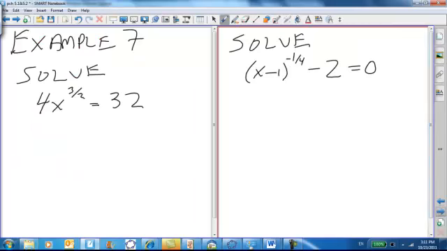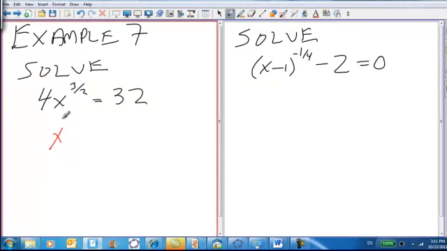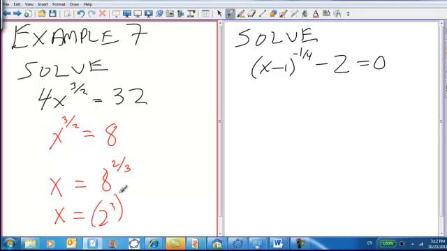Now our last kind of problems then. 4 times x to the 3 halves equals 32. Let's isolate the exponential expression, say x to the 3 halves equals 8, and then just raise both sides to the 2/3 power. As we saw before, 8 to the 2/3 simplifies into 2 cubed to the 2/3, or 2 squared, which is 4.